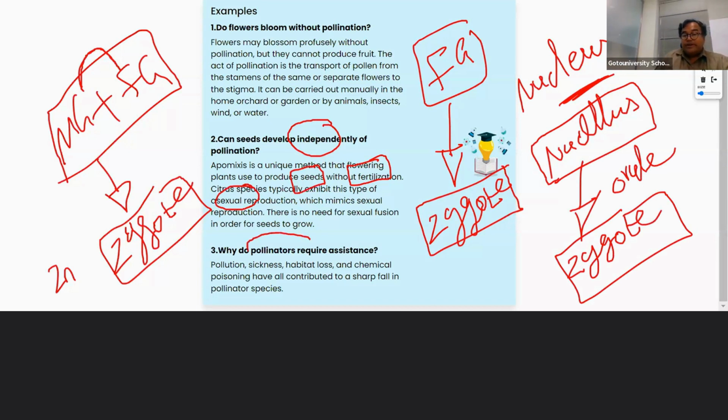Now, why do pollinators need assistance, right? Sickness and chemical poisoning have contributed to a shortfall of pollinator species, right?